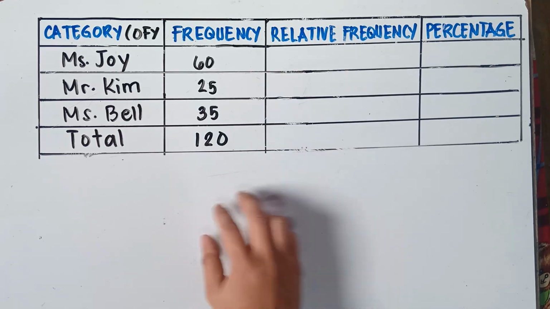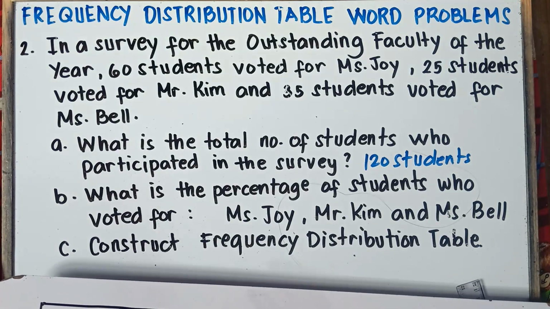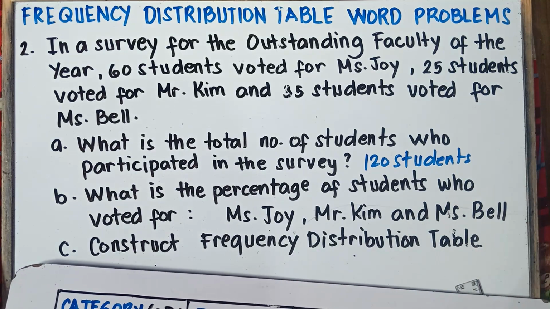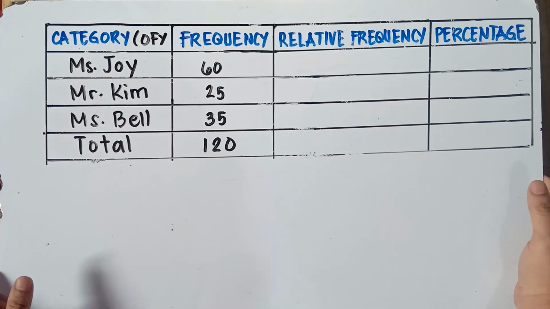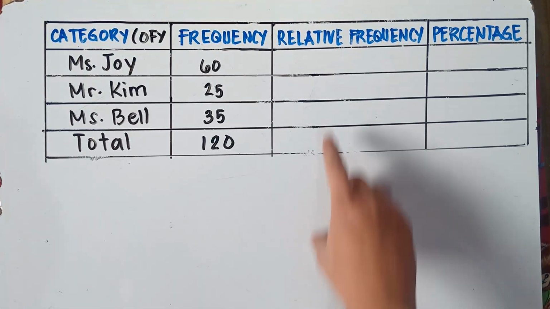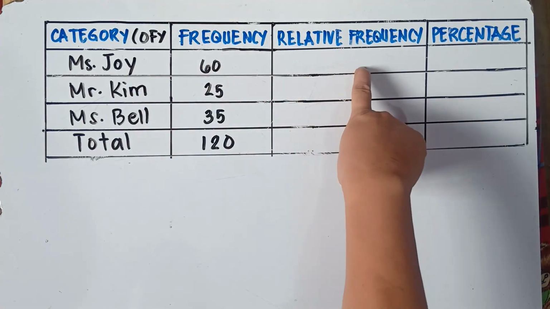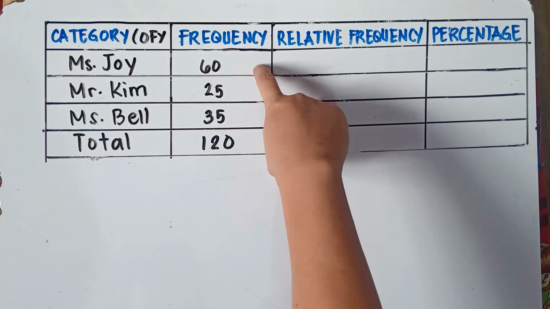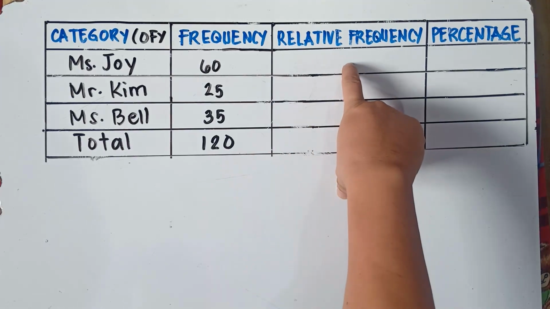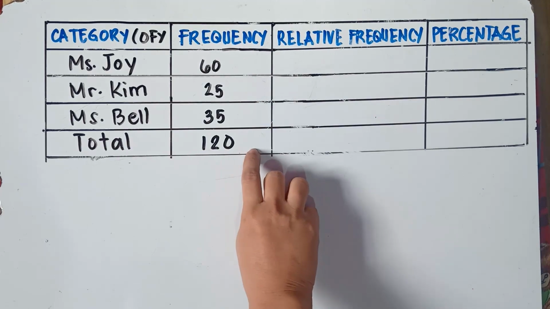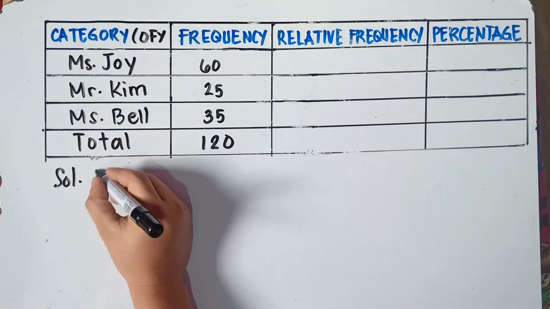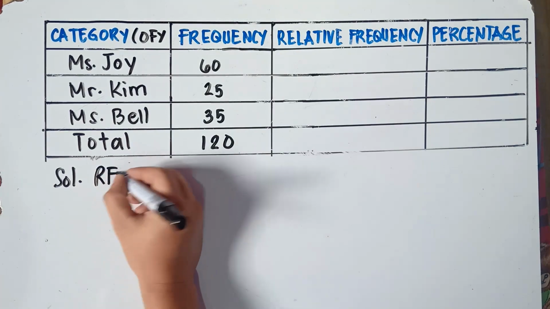And this is the answer for letter A from a while ago. Letter A question: what is the total number of students who participated in the survey? The answer is 120 students. Then we're looking for relative frequency and then percentage. Let's start with the relative frequency. To get the relative frequency of Miss Joy, that would be the frequency of Miss Joy divided by the total number of frequency. So 60 divided by 120, and that would be the relative frequency. Let's have our solution. I will just put RF, relative frequency of Miss Joy.